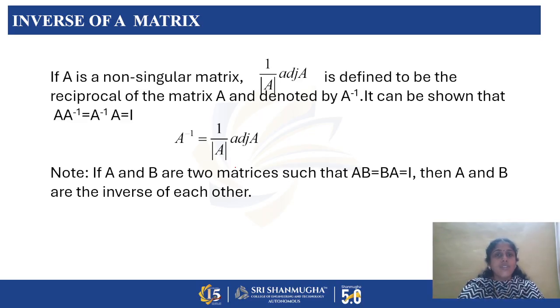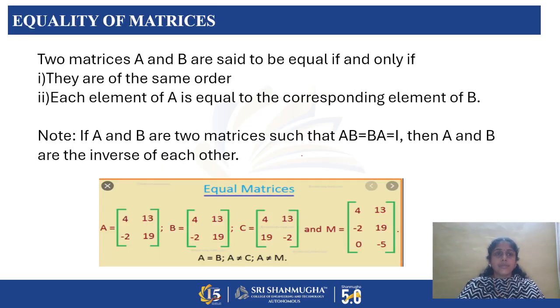Now, how do we find the inverse of a matrix? A inverse, how do we find this? 1 by determinant of A into adjoint of A. So this is how we find the inverse of a matrix. There is a common rule, A into A inverse equals A inverse into A equals I. So this is called the inverse of a matrix.